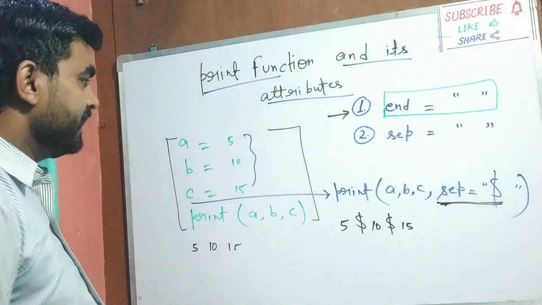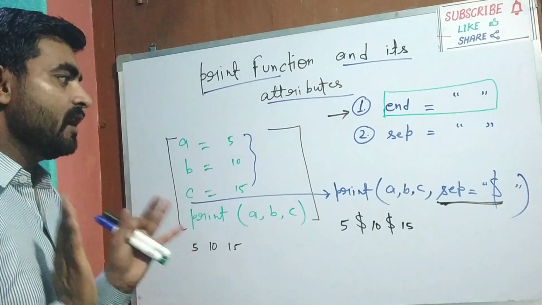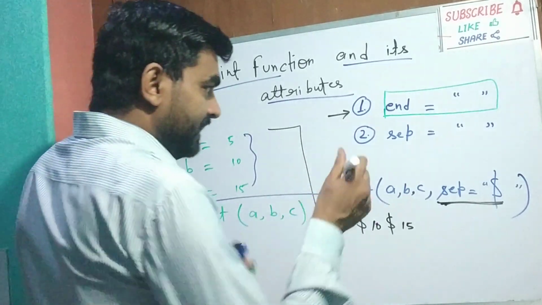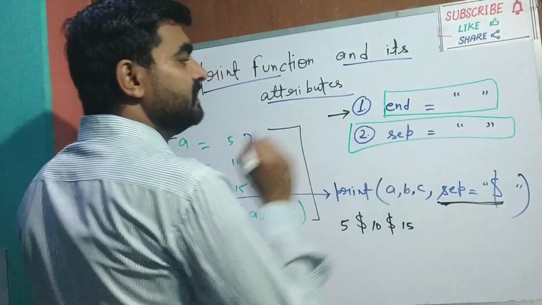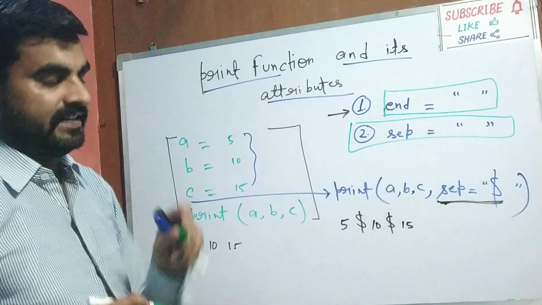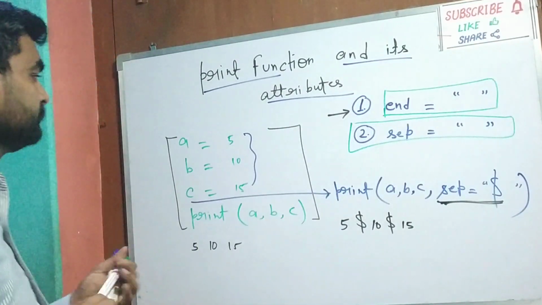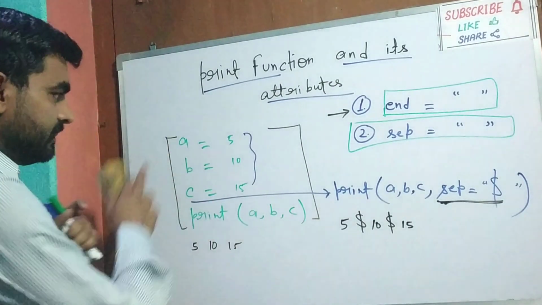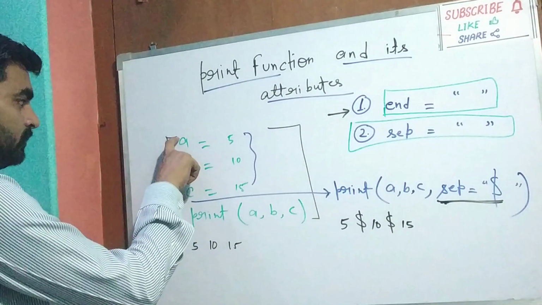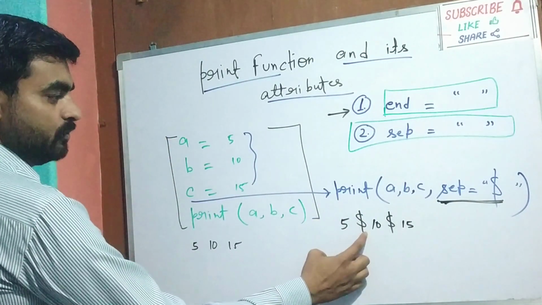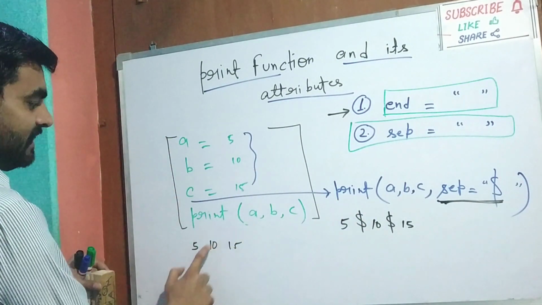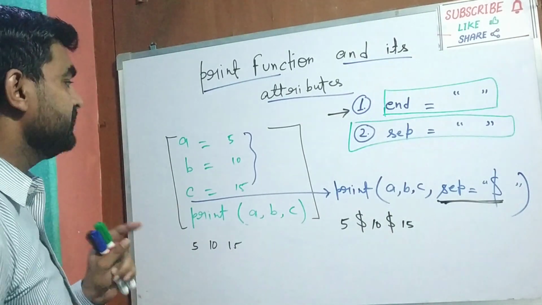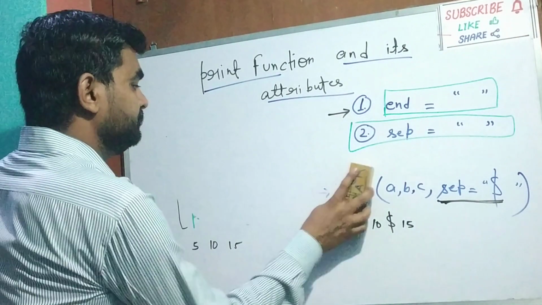I hope students you have now learned the attributes of print function and sep. Students, once again I am going to give an example. Write it: 3 lines, then this line, and the output is this. Please make sure you have written it. Now the next example.